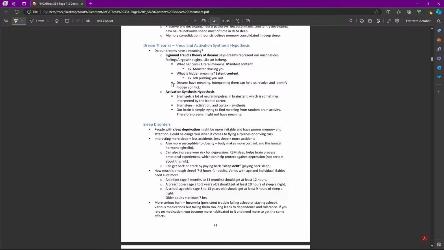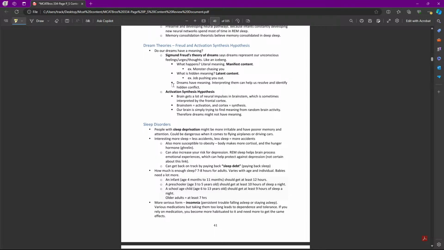So Freud's theory is saying that our dreams have specific meanings that are related to our personal life. And if we can understand what we're dreaming about, it can help us resolve and identify hidden conflicts that we're experiencing in our life.